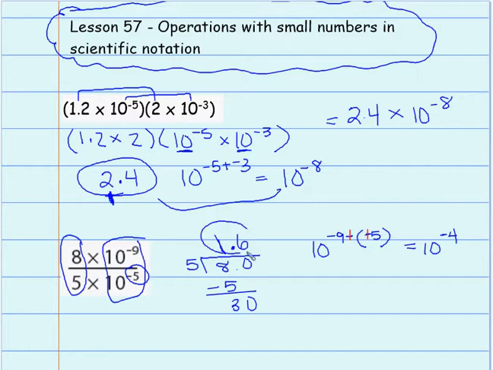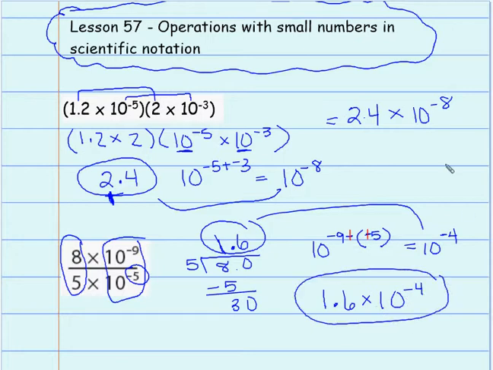1.6 is in proper form. It has one digit in front of the decimal, so I just put those two together and I get 1.6 times 10 to the negative 4th. There's your answer there, and your answer up here. I'm going to tell you that this is probably the area that you're most prone to making mistakes, that when you subtract a negative number, you really are adding the opposite. So you add a positive.